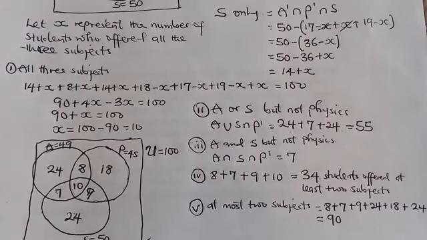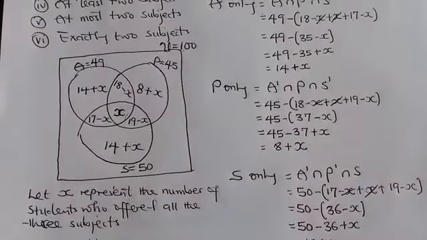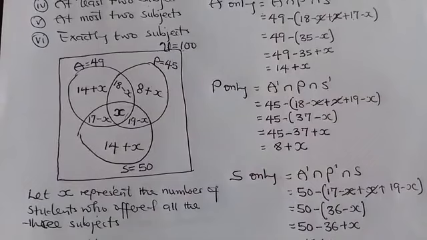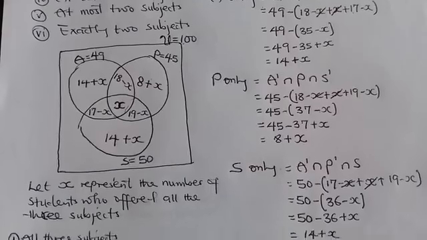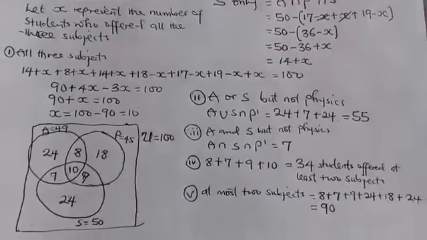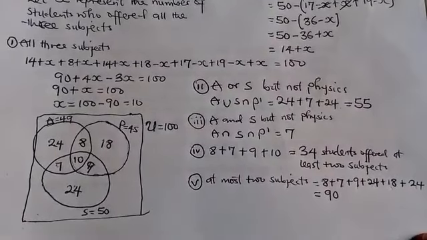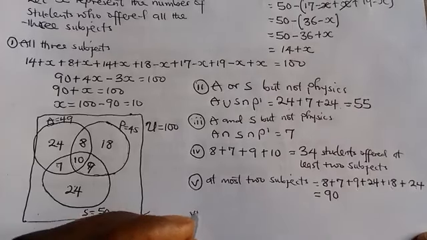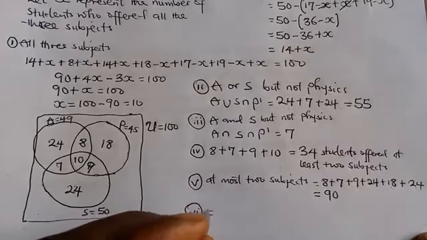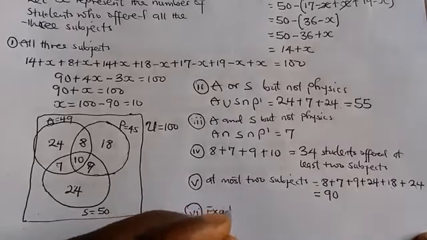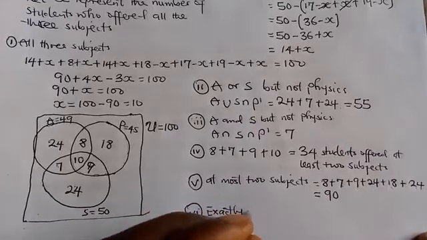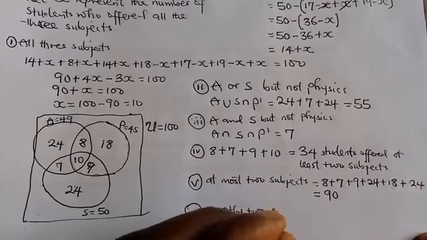Lastly, our responsibility in this particular question says we should find how many students offered exactly 2 subjects. Exactly 2 subjects. That is the task for number 6.